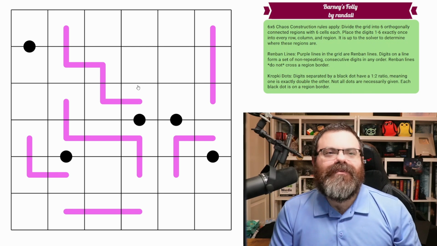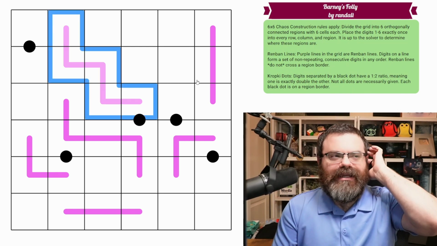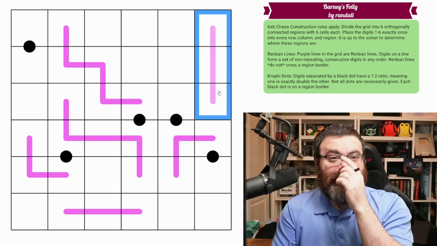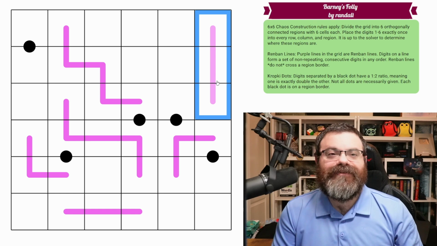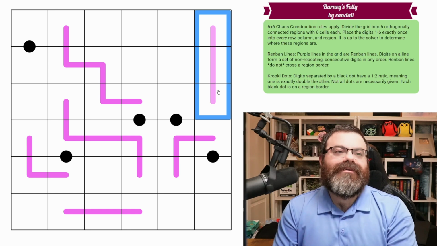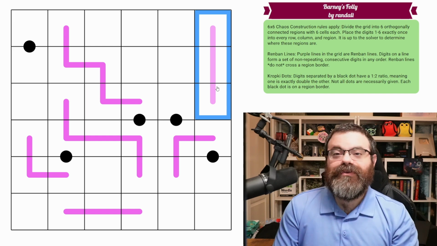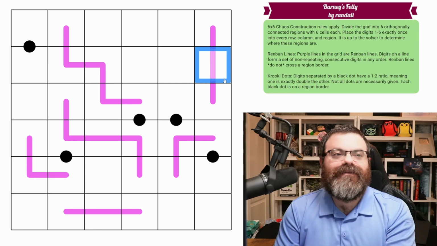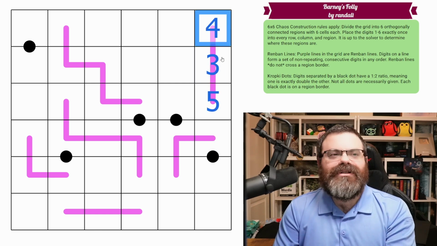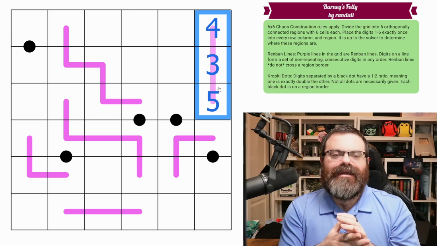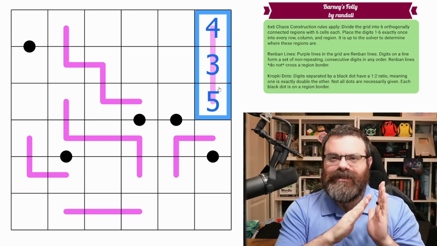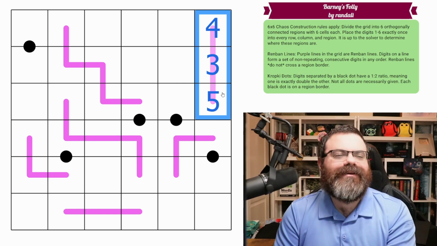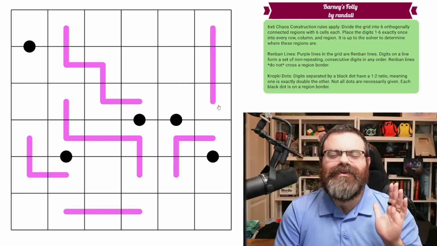All right. In addition to that, we do have Renban lines in the grid. That's these purple lines. Let's just take the short 3-length line. Digits on a line form a set of non-repeating consecutive digits, but in any order. So think about 3 consecutive digits in a row, like 2, 3, 4, or 3, 4, 5. And that's going to be on the line, but we can do any order we want. If you take the set of all the digits and sort them, they would create a continuously increasing set of digits, increasing by 1. Right, 3, 4, 5, continuously consecutive.